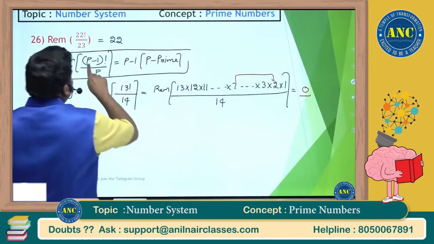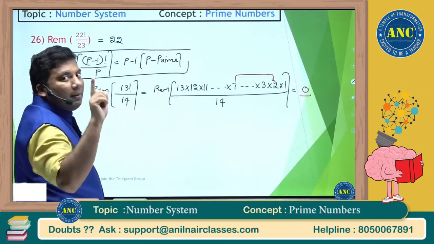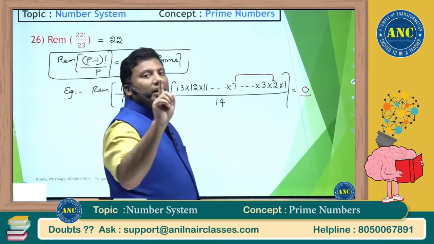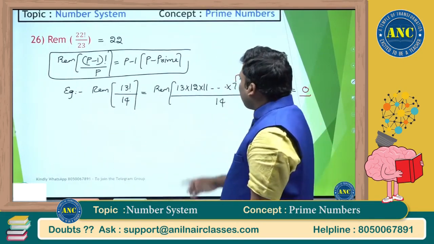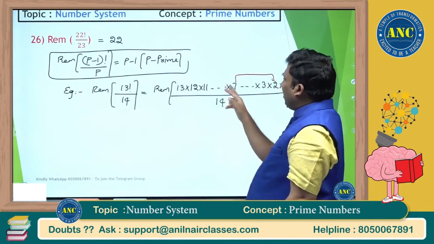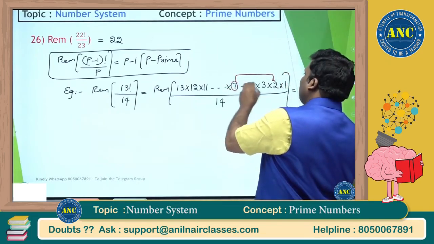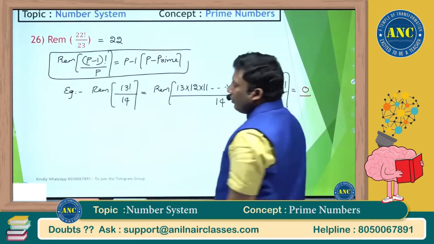Please do not apply Wilson's theorem here, because the denominator should be a prime number. Is 14 a part of 13 factorial? Definitely yes. Here 7 is there, here 2 is there.